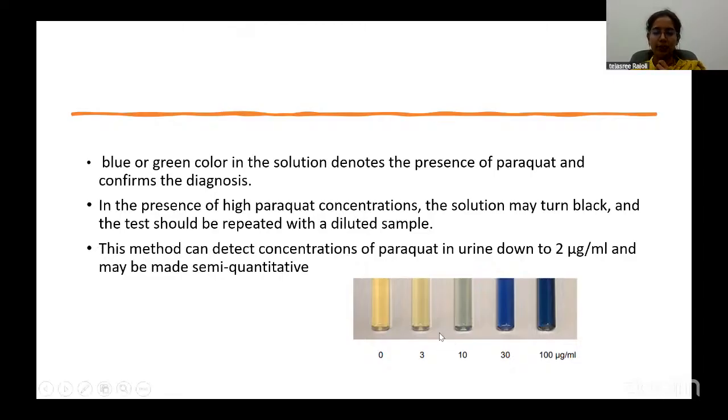It is used as a semi-quantitative test because, depending upon the color, you can estimate the concentration of paraquat in the urine. Usually less than 2 micrograms per ml is almost similar to the normal urine color. So it will help you in semi-quantitative analysis.